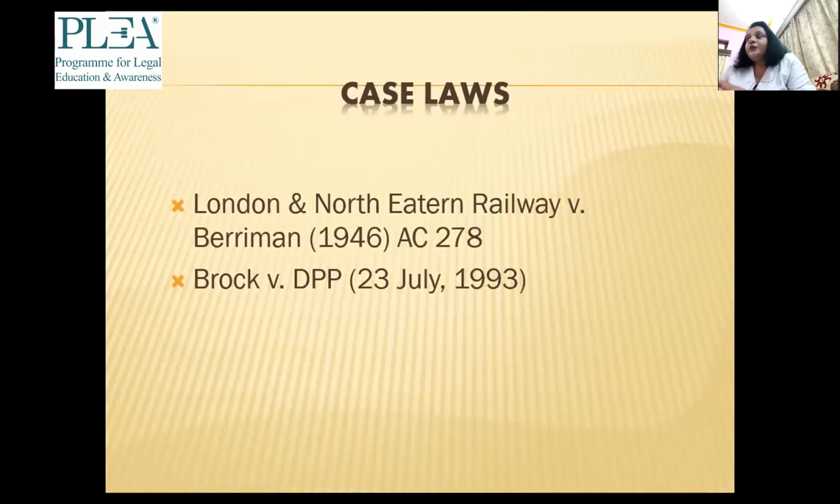So now we come to the case laws on the point. First is the London and Northeastern Railway versus Berryman's case. It's a case of 1956. What happened in this case? Mr. Berryman was a maintenance worker in the railways. One day he was oiling the railway tracks, and then a train came and hit Mr. Berryman, and he died on the spot. When he died on the spot, his wife claimed compensation for his death.